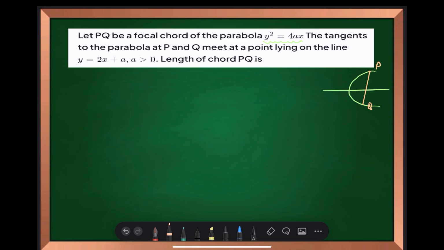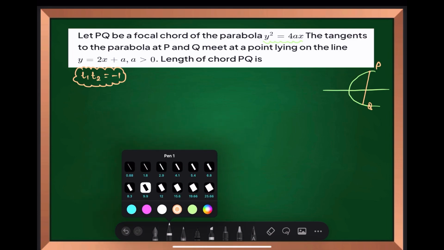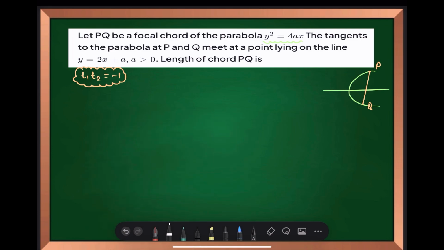PQ. And you know the relationship between the parametric coordinates of a focal chord. It is t1 t2 equals minus 1. Correct? You have to keep this in your mind. Now look at this. The tangents to the parabola at the points P and Q meet at a point lying on the given line. So we have to draw the tangents.